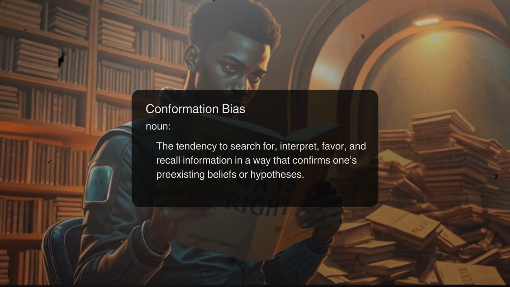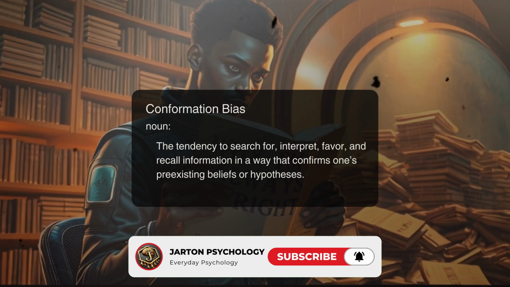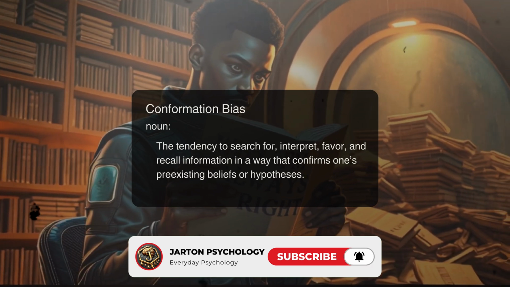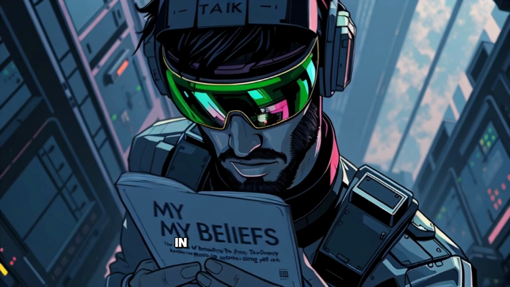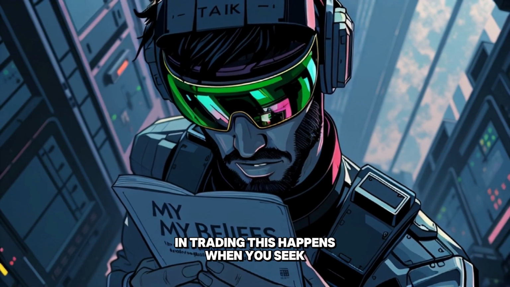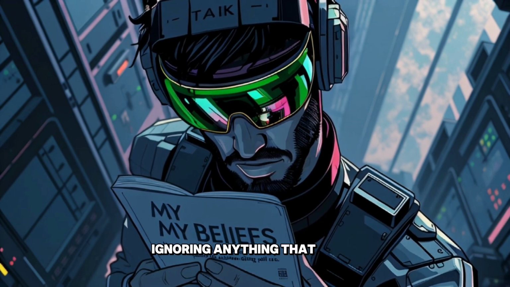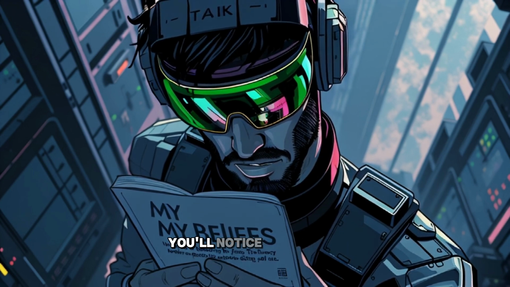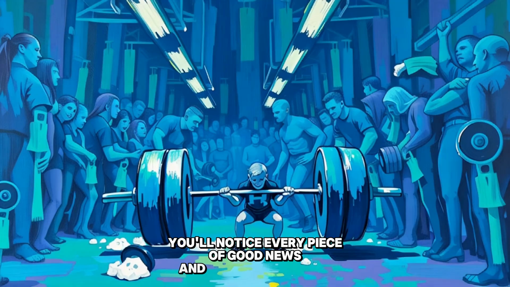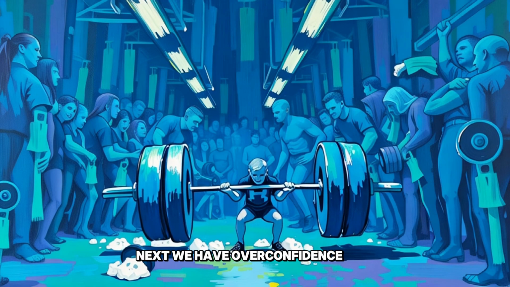Confirmation bias refers to the tendency to search for, interpret, favor, and recall information in a way that confirms one's pre-existing beliefs or hypotheses. In trading, this happens when you seek out information that confirms your existing beliefs, ignoring anything that might contradict them. If you're bullish on a stock, you'll notice every piece of good news and overlook the bad.